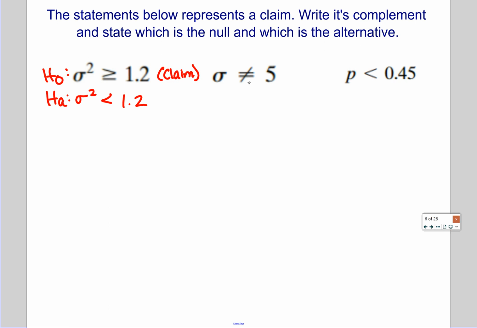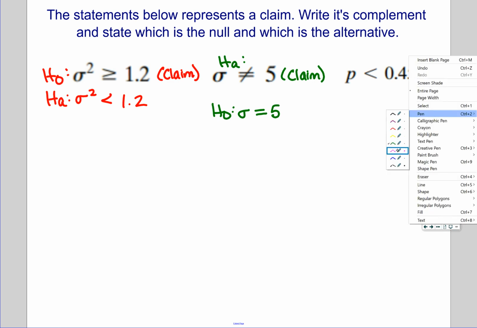Is this the null or the alternative? This is the alternative, because it's not equal to. So that means I need to write the null hypothesis. What's the null? The standard deviation is equal to 5. Good. Okay, and then the last one.